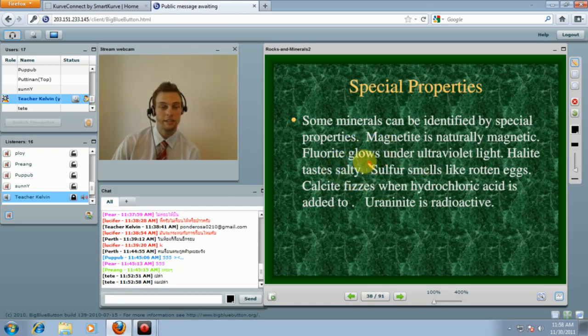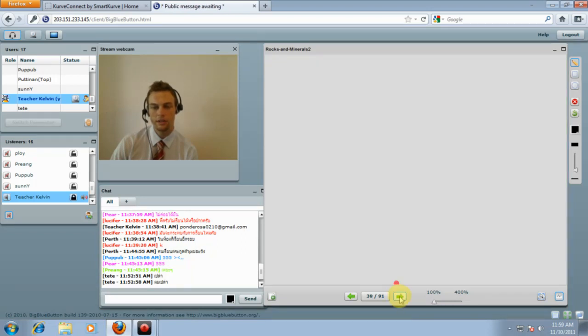Some people decide to taste the minerals. Halite tastes salty. I'll take the word for it. I don't really want to taste halite, but if that's your thing. Sulfur smells like rotten eggs. So that yellow rock that we saw at the beginning, if you smell it, it's going to smell like rotten eggs. If you have some hydrochloric acid and you pour it on calcite, it's going to fizz. If you just keep hydrochloric acid around the house. And uraninite is radioactive, so you're not going to really see this too much, but these things are kind of cool.